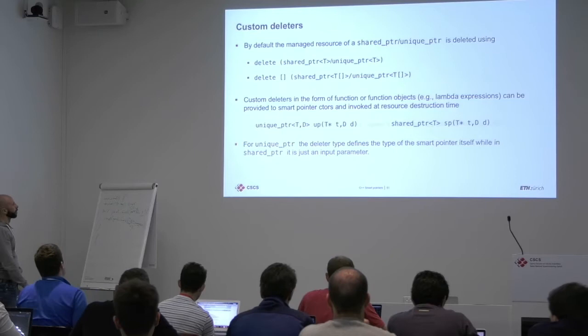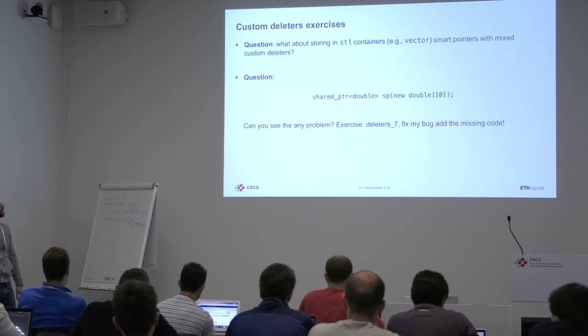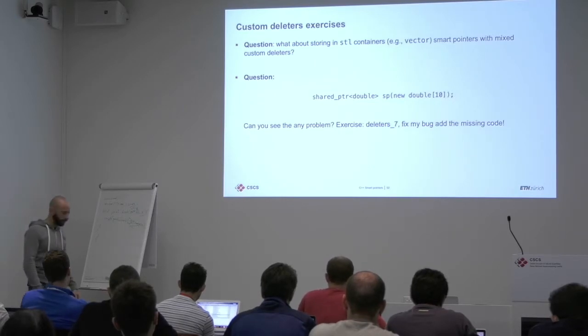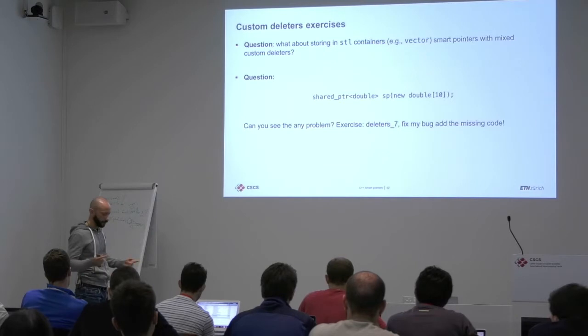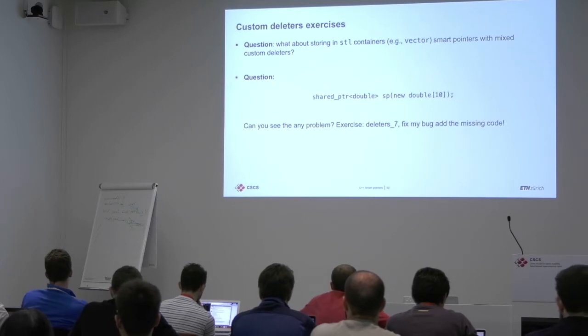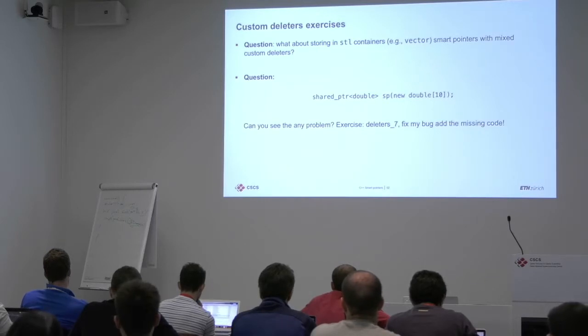This, of course, has some consequences, and here I have a question for you. What if I try to create a vector of unique pointers and all the unique pointers are pointing to the same type, let's say double? So unique pointer to double, but they have different deleters. Can I create a vector of unique pointers with different deleters, but with the same pointed type?